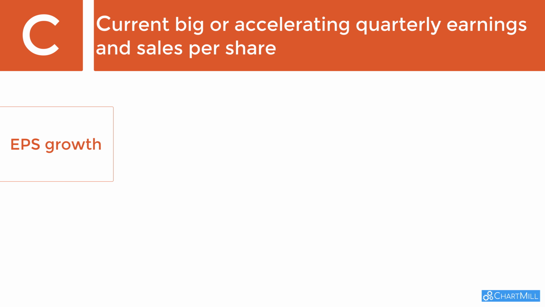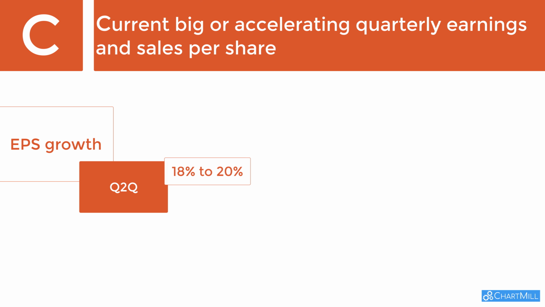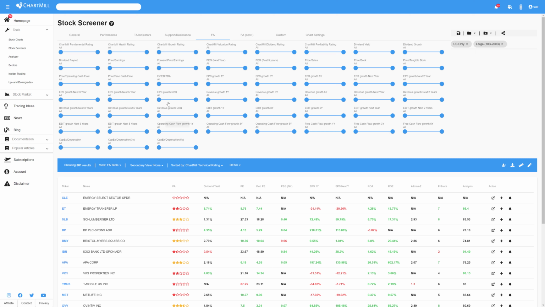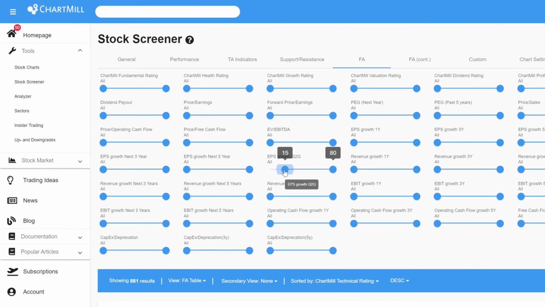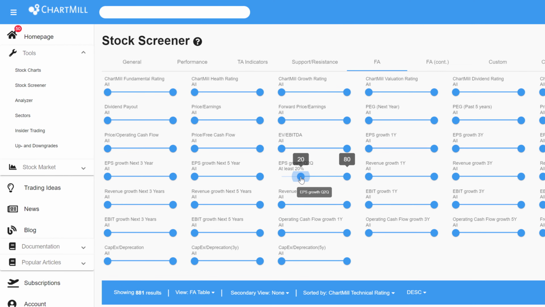EPS growth, and in this case the most recent quarterly earnings compared to the same quarter last year, is a major factor in the CANSLIM system. In the book, the author suggests an increase of at least 18 to 20%, but immediately mentions that 25 to 30% would also be a very reasonable minimum. For our example screen, we require a minimum of 20% quarter-to-quarter EPS increase, but as always, feel free to adjust this to your own needs.